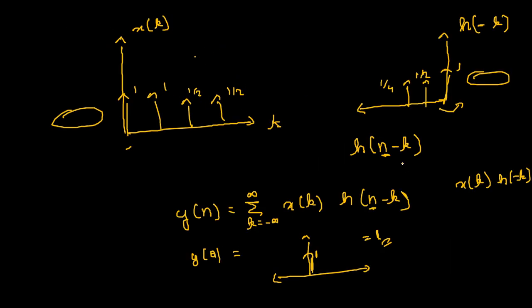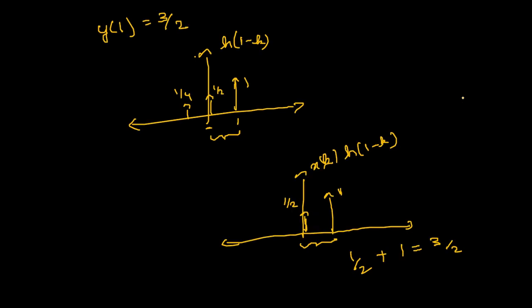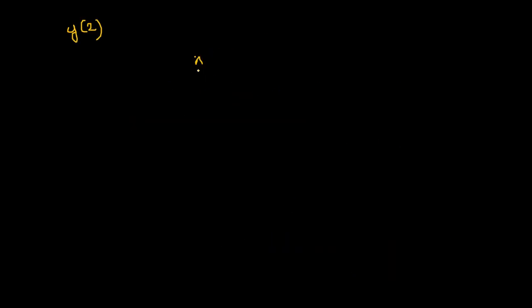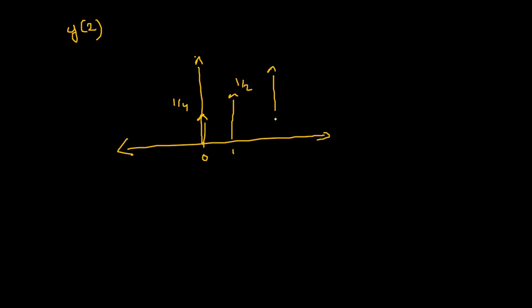So the next thing that we need to do is, for finding y of 2, we time shift this by 2 units. When we shift it by 2 units, the graph that we get is something like this. So at 0, I have 1 by 4. At 1, I have 1 by 2. And at 2, I have 1 by 4.